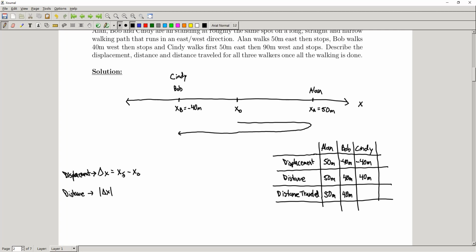She walked 50 meters in this direction first, and then 90 meters back in this direction. So basically, she walked 50 plus 50 more meters to come back to the origin, and then 40 additional meters, right, this part here, 40 additional meters to get out to where Bob was. And so this is 140 meters. And so I'm going to erase this and just drop the 140 meters in here. Okay? So that's our example that kind of shows us the difference between displacement, distance, and distance traveled.